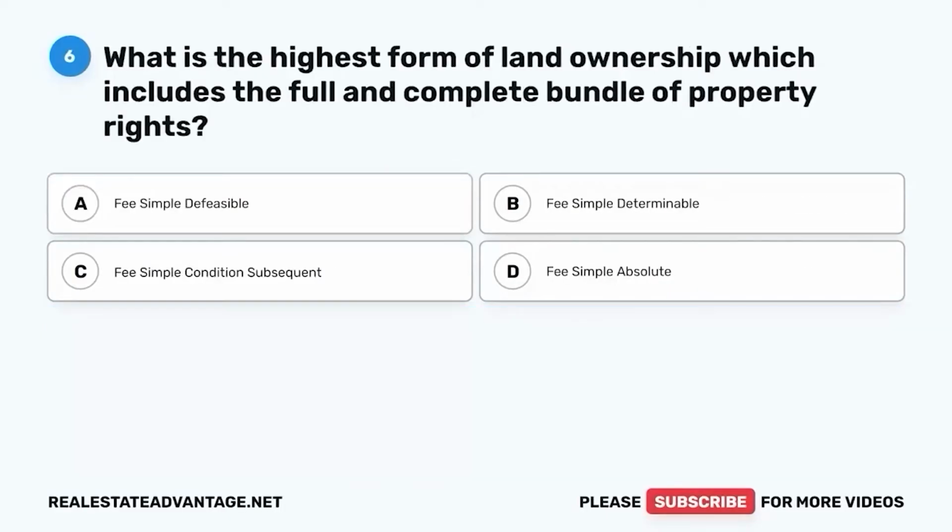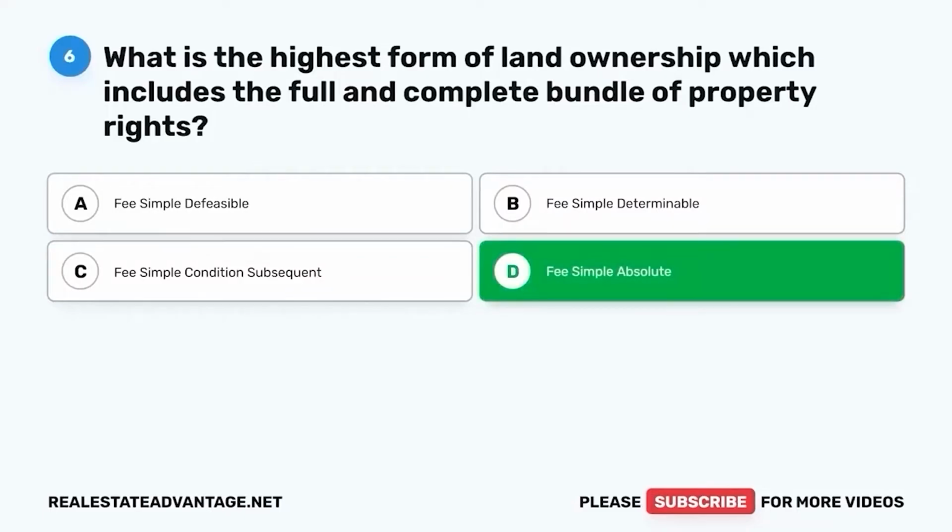Question 6. What is the highest form of land ownership which includes the full and complete bundle of property rights? A. Fee simple defeasible. B. Fee simple determinable. C. Fee simple condition subsequent. D. Fee simple absolute. The correct answer is D.